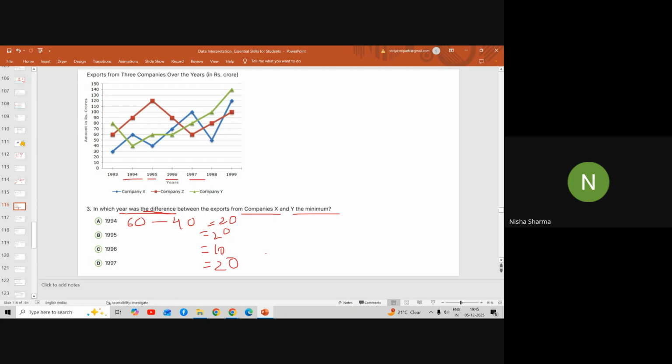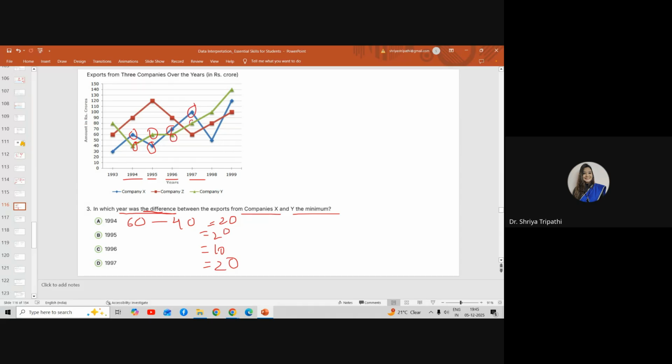Ma'am, 96, 1996. Got it? We will not calculate. Please be careful. We'll start with 93. 4 options, clear cut. Here, just be focused on which year we have to target these points. Everyone understood? Are we good to go? Forward.